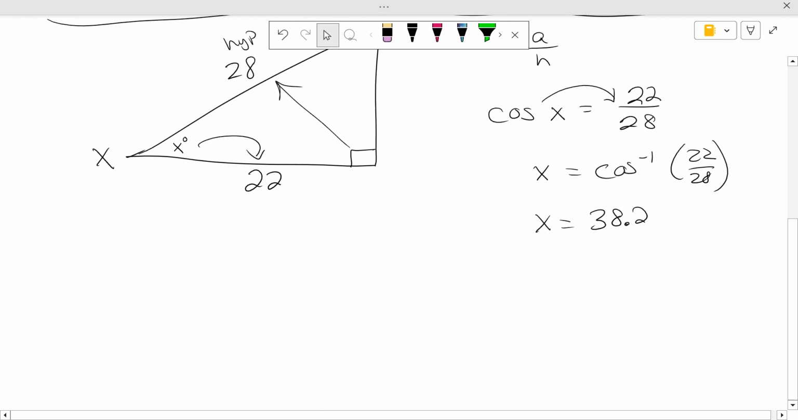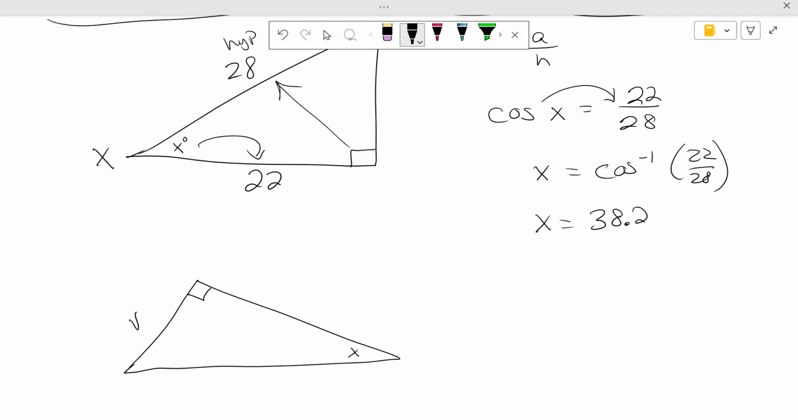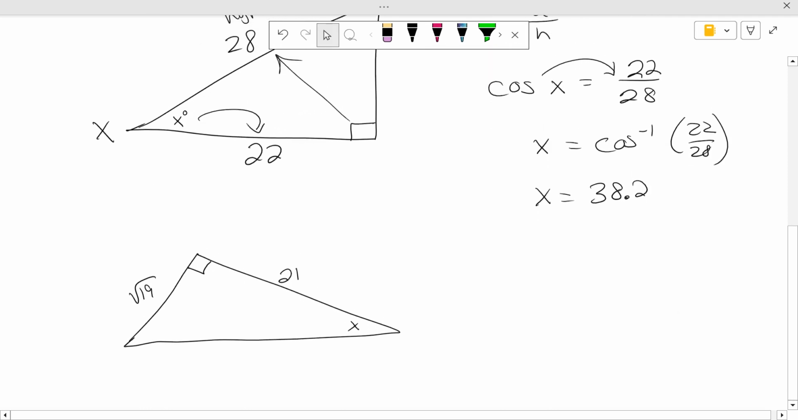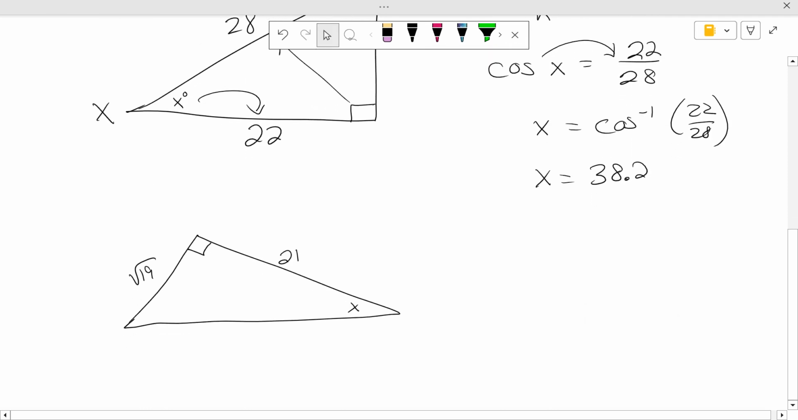Let's do another one. Let's say we have a triangle that looks like this. X is here. This is square root of 19, and this is 21. All right. So how do I figure out X here? Well, I got to figure out what side is what. Which one's my hypotenuse? The bottom. It's not one of the numbers.